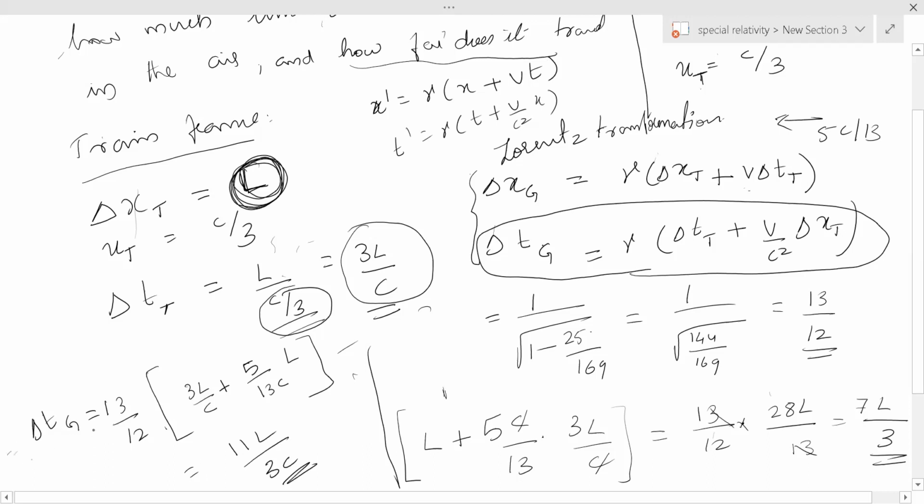So this is the time that the ball would spend in the air as seen by the ground. It's 11L by 3C, but according to the train, that is 3L by C. So you see that these times are different. Okay, is this clear? Any question?